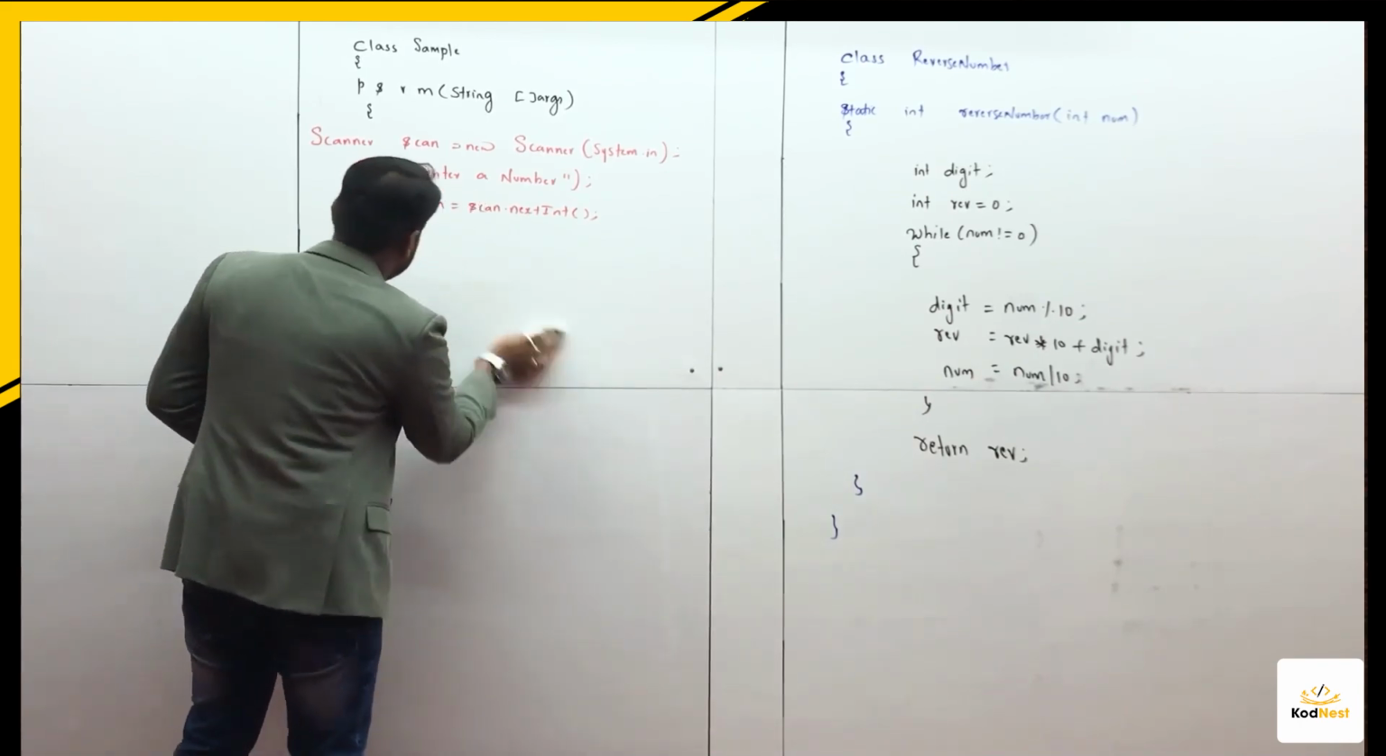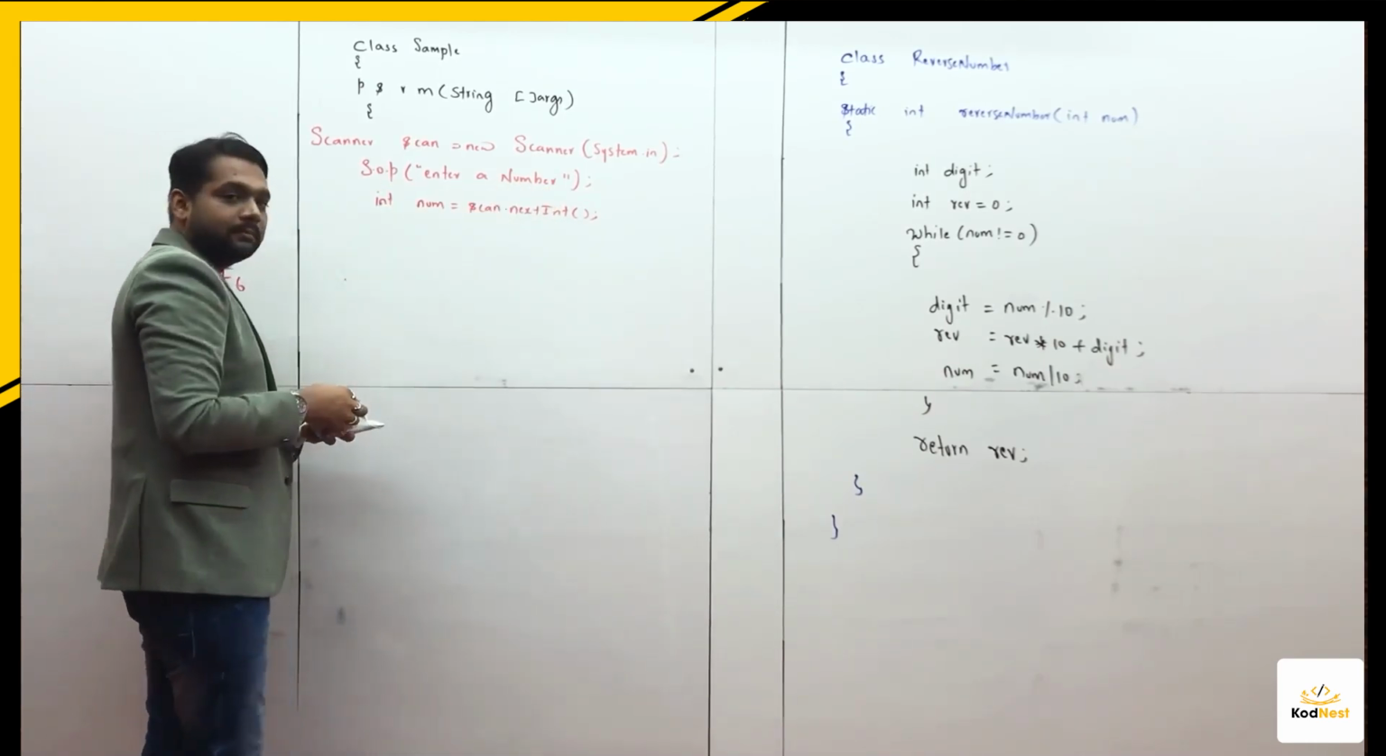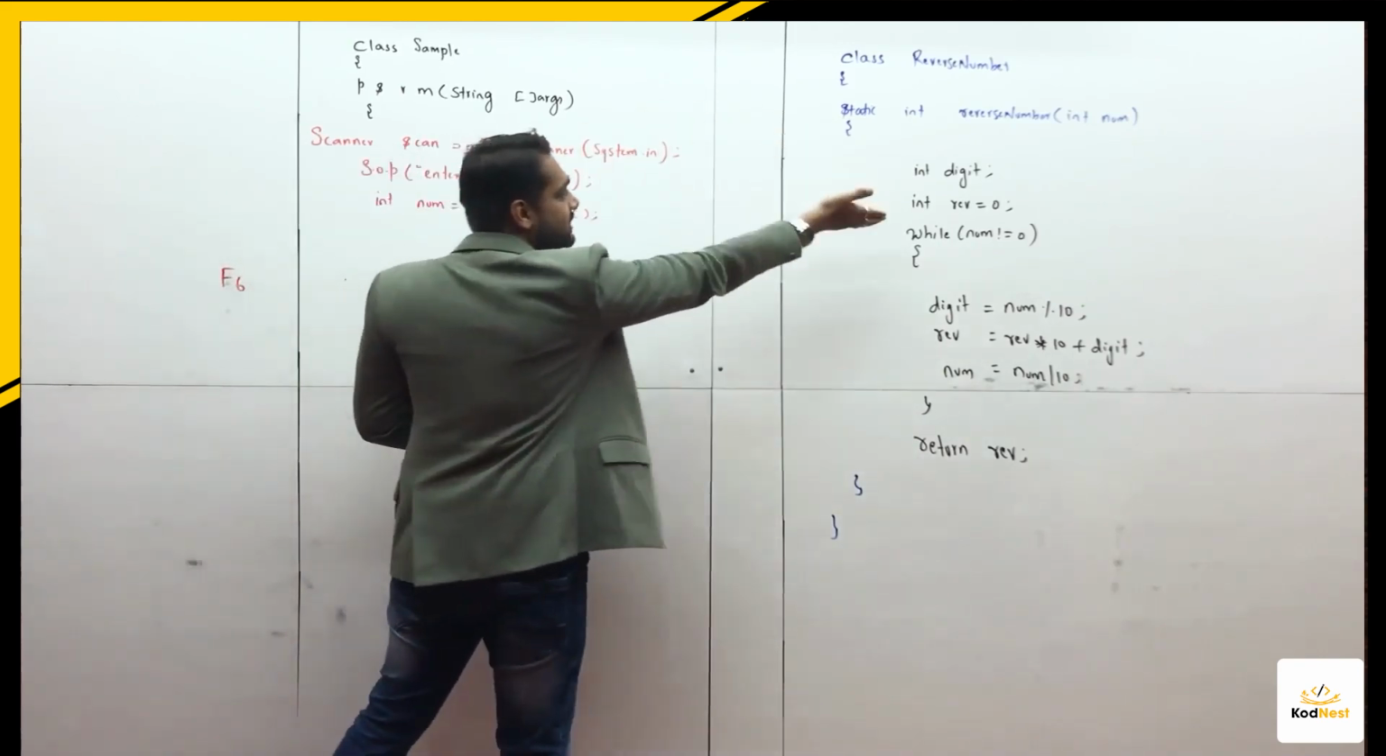Like this. Initially I will tell, enter a number. The user would enter a number, and I will collect it in num. That number only I have to reverse. For that only I have written this method.